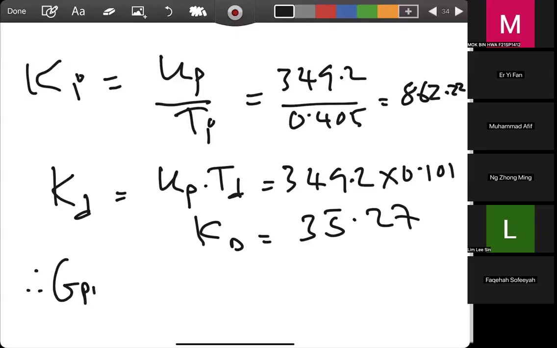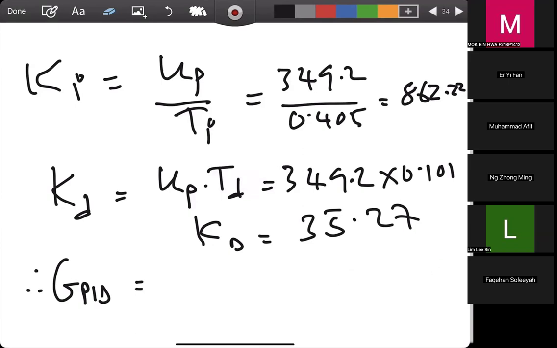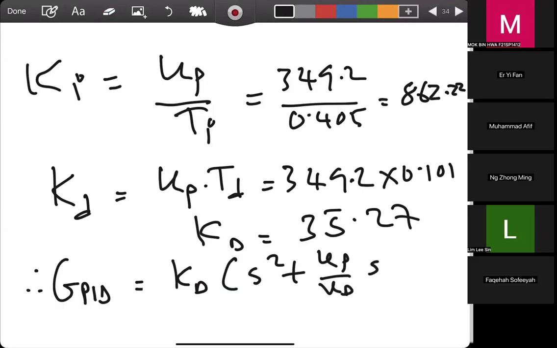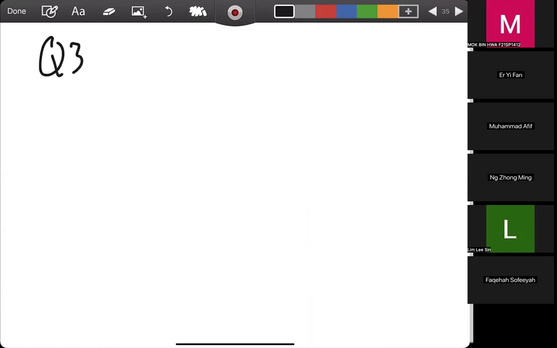So that's why the GPID, the standard of PID transfer functions, is Kd times S square plus Kp over Kd S plus Ki over Kd, over S. So you insert all the Kd, Kp, Ki inside this, and you will get the PID controller tuned by the Ziegler-Nichols method. So we move to question number 3.